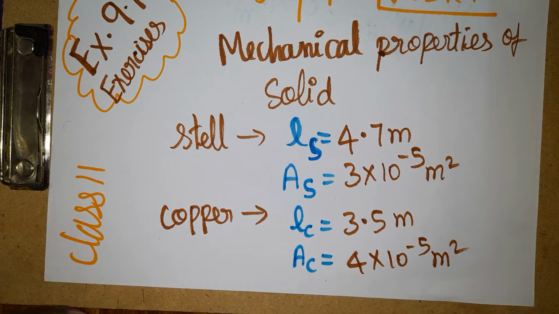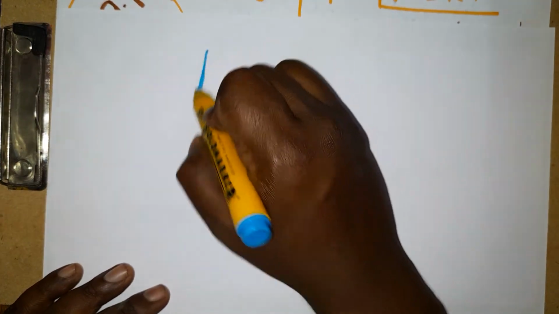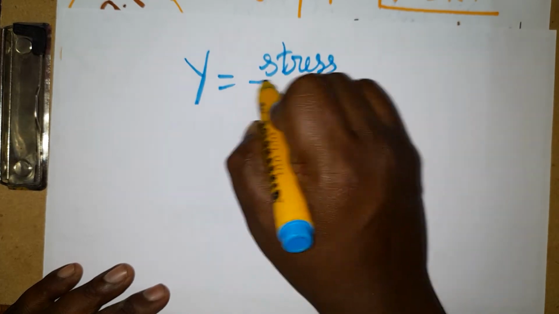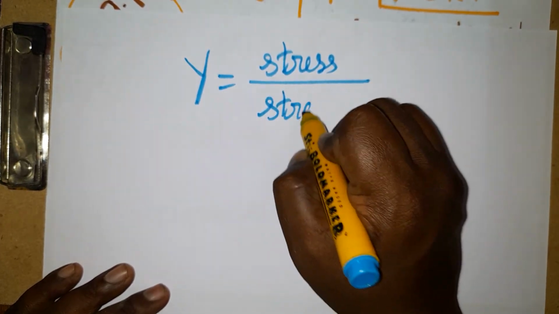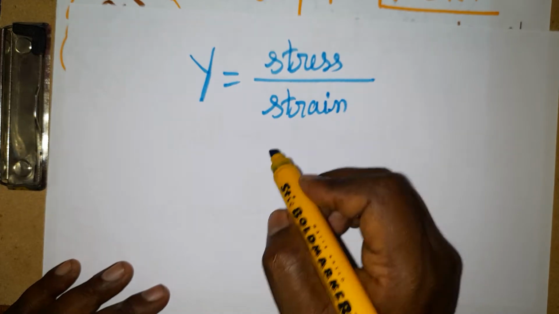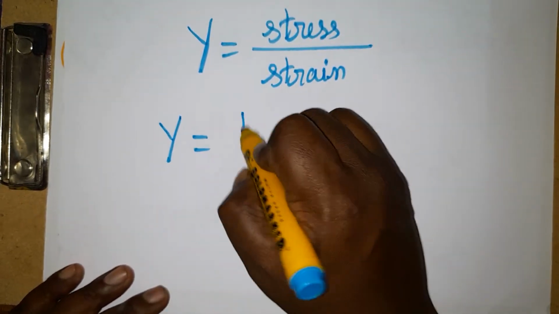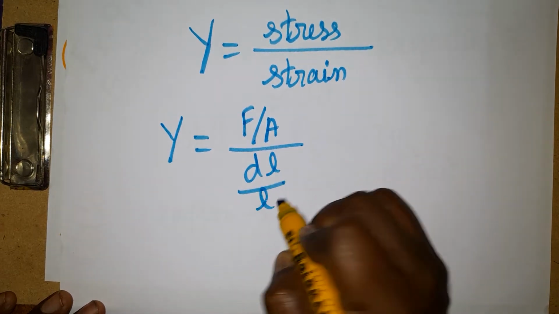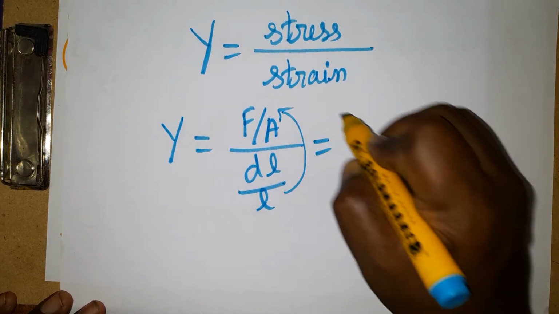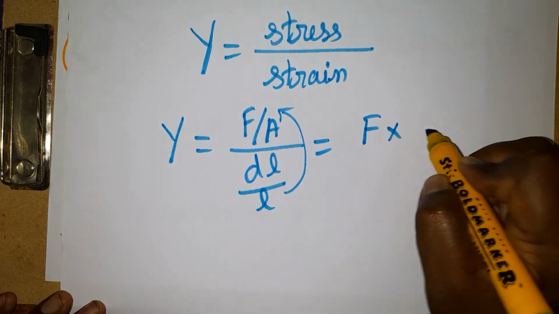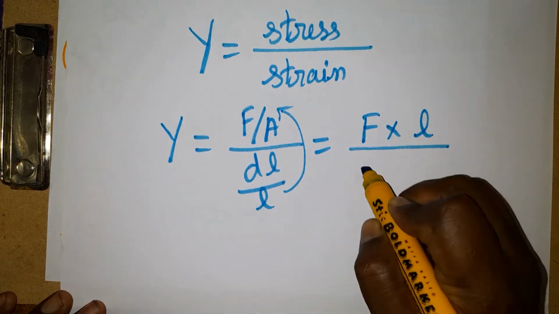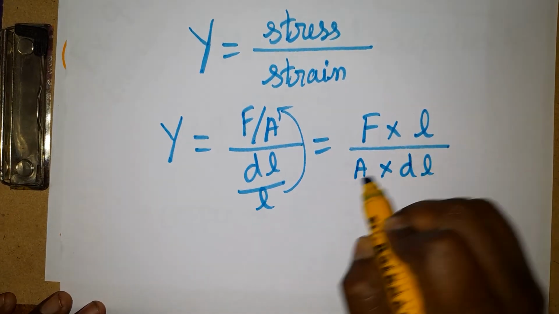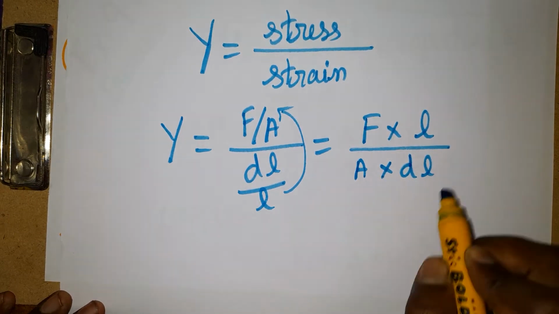Okay. First we will see what Young's modulus is. Young's modulus is equal to stress by strain. Stress is called force per unit area. Strain is called changing length by original length. If you modify it, the denominator directly goes into the numerator. Force into original length divided by area into changing length. This is what we can get.